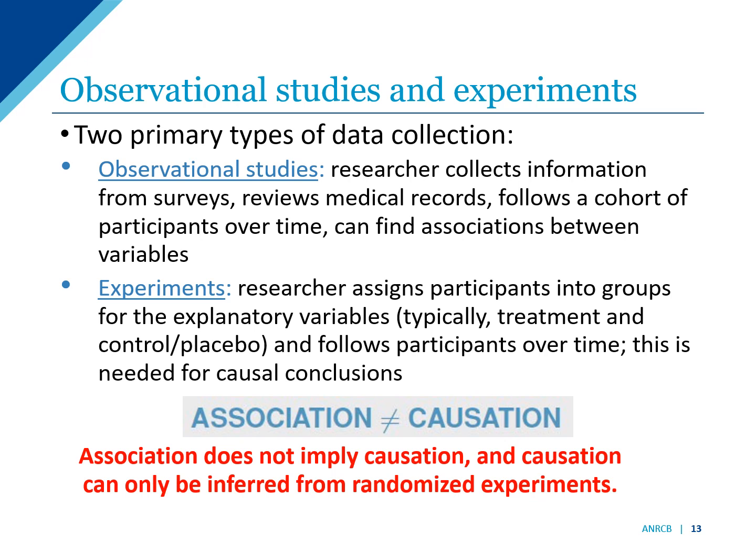In experiments, a researcher assigns participants into groups for the explanatory variables, typically at least one treatment group and at least one control group, and follows participants over time. This assignment of the explanatory variable is needed to make causal associations. Just remember that association does not equal or imply causation, and causation can only be inferred from randomized experiments.